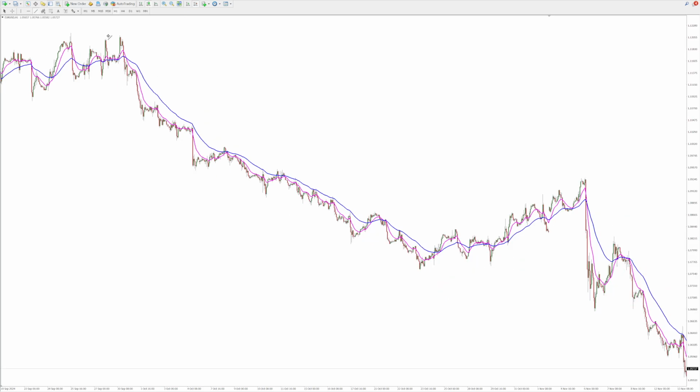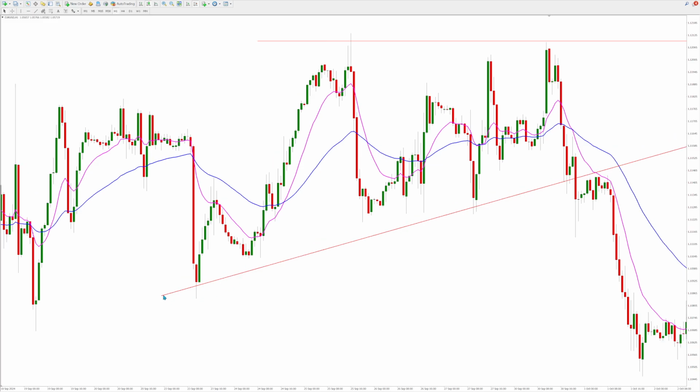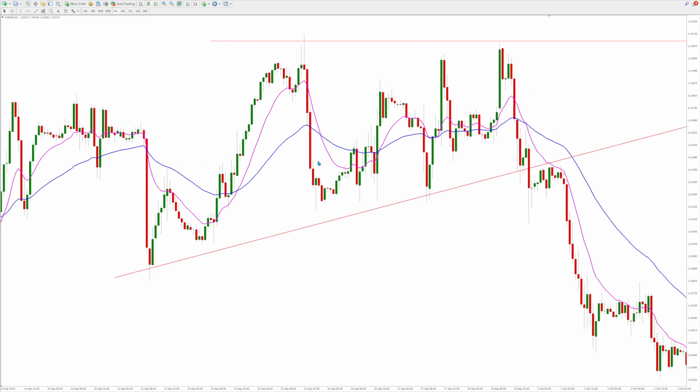Okay, so first thing we do is draw resistance. See, we had our resistance up here. Draw support. This was the support. But just zoom in for you. Okay, so as you see, as price was coming up here, had this line of support formed, resistance here.